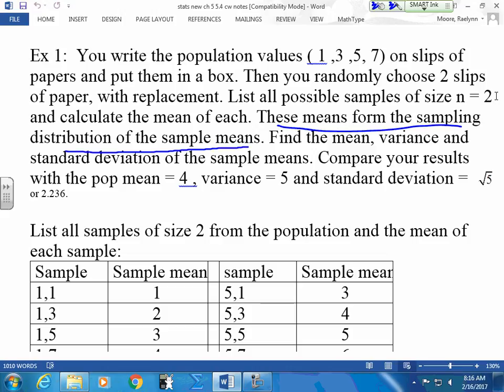See if you can get through this sentence. I'm going to take 2 pieces of paper. I have a 1 and a 5. I'm going to add them together. So I get 6 divided by 2. I get 3. Its mean is 3. I'm going to throw those back in.